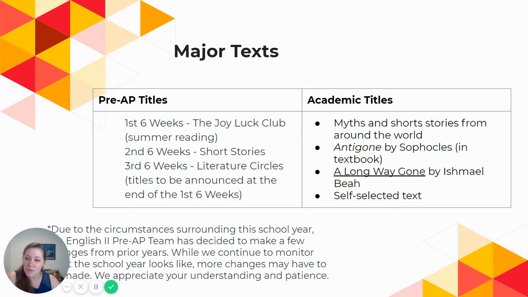Pre-AP for 6 weeks, we've read The Joy Luck Club. Hopefully your student has already read that. Second 6 weeks, we'll be doing short stories. And then the third 6 weeks, we'll be doing literature circles, which is where your student gets to choose from a selection of titles. And those titles will be announced at the end of the first 6 weeks.